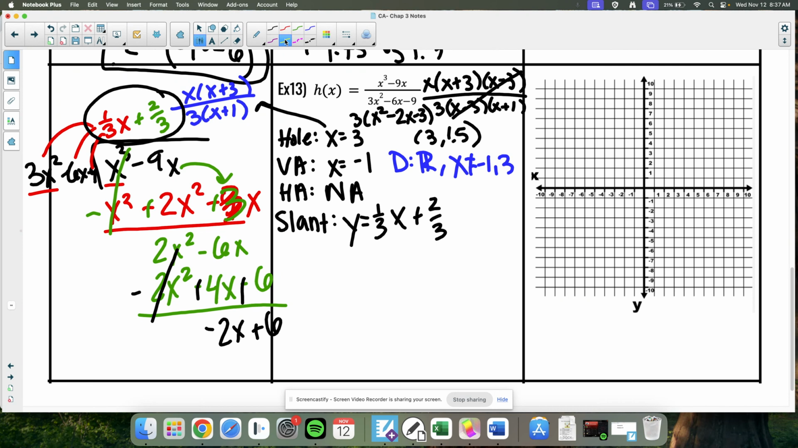Where does this graph start for the slant asymptote? 2/3. What is its slope? Up 1/3. So you keep that spacing. So if you start at 2/3, when you go up 1, you're at the next 2/3. 1, 2, 3. You go up 1, 2, 3.